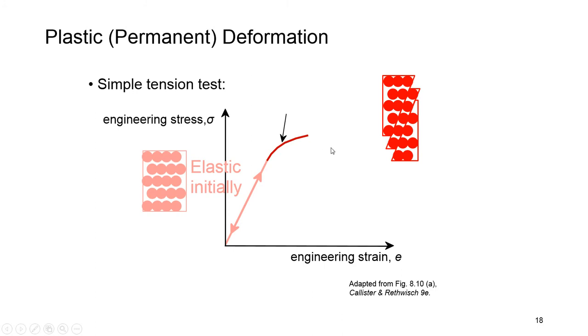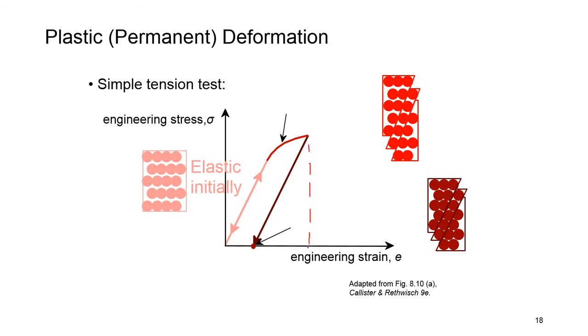And if we remove the load, it doesn't go back to its original position, but it goes back to a position, and the path is parallel to the elastic line here. This point is showing the permanent or plastic deformation after load is removed. The value from here to here, as I show it here, is equal to the value of elastic strain which has been recovered.